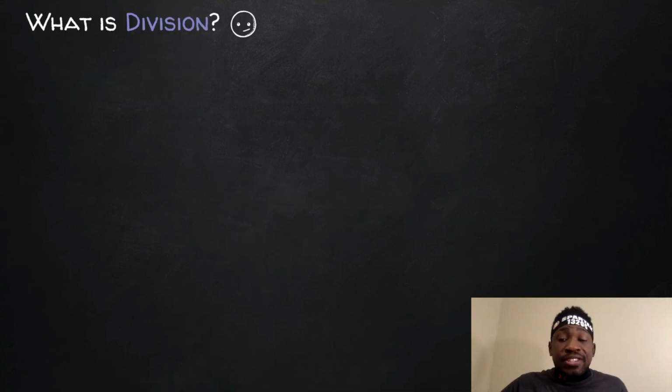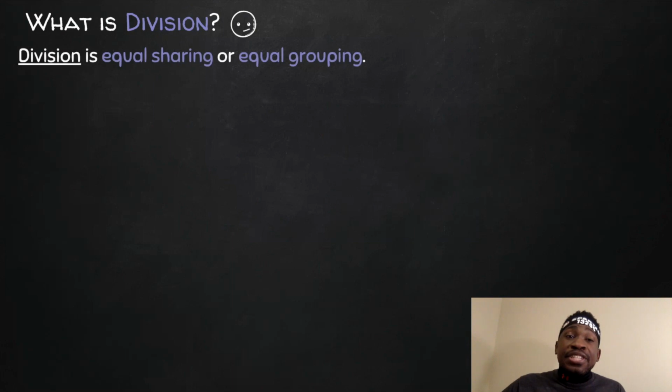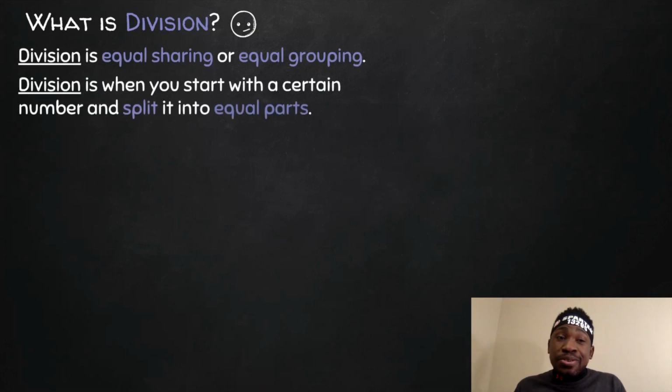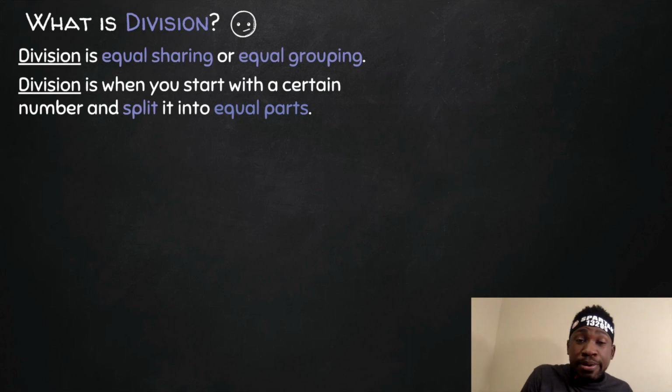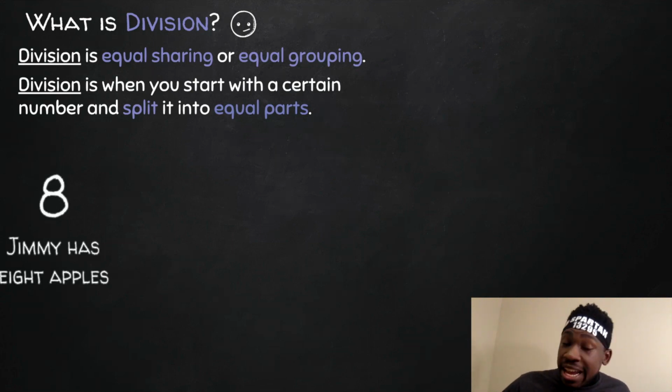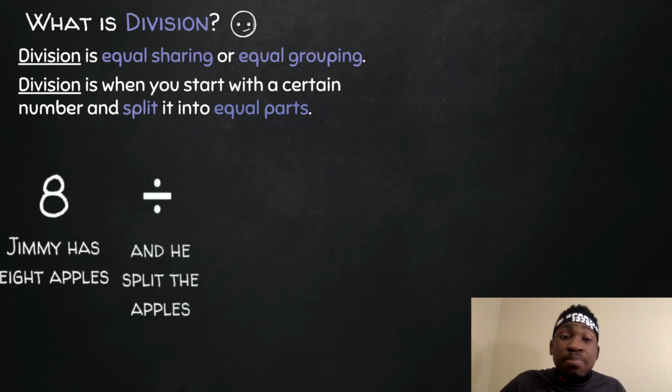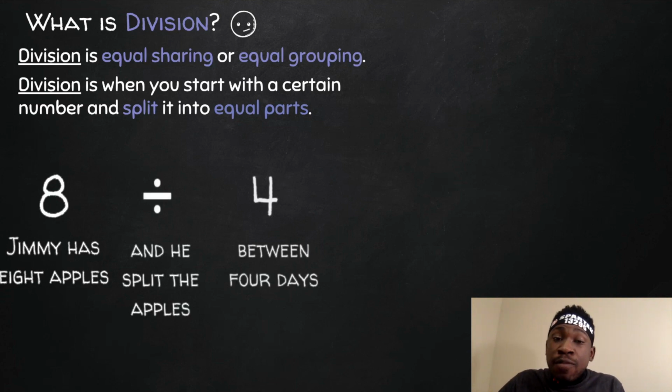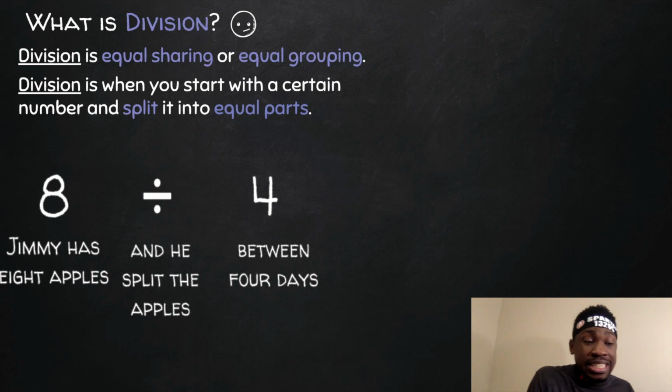Well, what is division? That's a great question. Division is equal sharing or equal grouping. Division is when you start with a certain number and you split it into equal parts. Okay, so let's look at an example. If Jimmy had 8 apples and he wanted to split those apples between 4 days. Okay, so he's taking 8 apples and he's splitting them between 4 days.